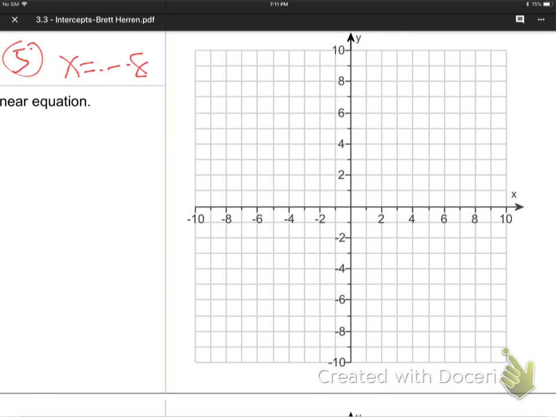X equals -8. Graph it. So do you remember how to do that? Do you remember how to graph that? It's going to be a straight line. It's not a point, right? We're talking about a whole line. So how do we do it? How do we graph x equals -8?